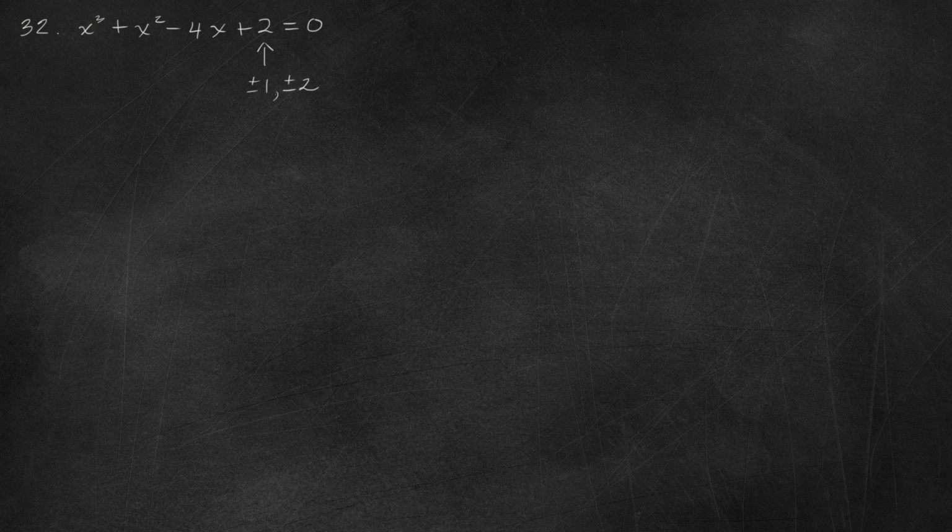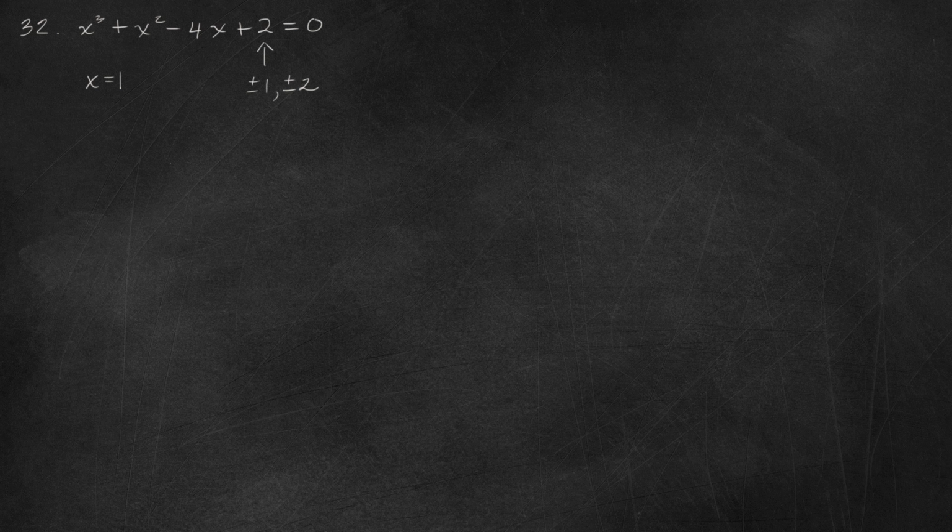So just using substitution, if I put in a positive 1, I would have 1 plus 1 is 2, minus 4 is negative 2, plus 2 is 0. So x equals 1 is definitely a solution. Knowing that x equals 1 is a solution, I could now use polynomial long division to factor out the x minus 1 and try and solve the remaining quadratic. Or I could use synthetic division.